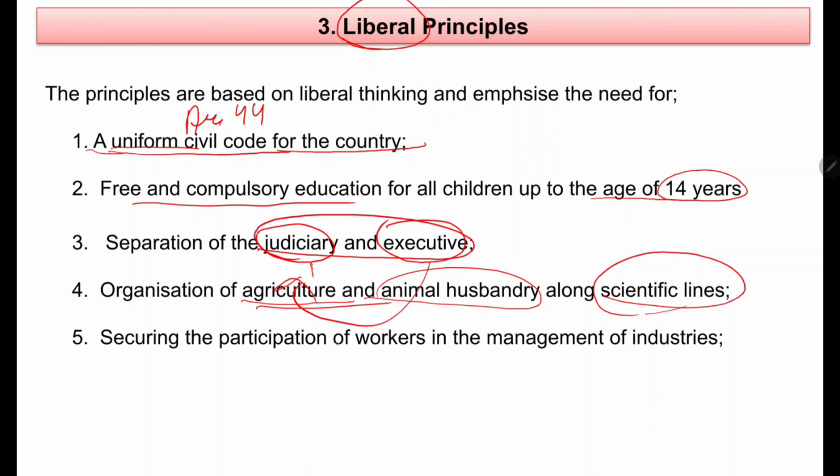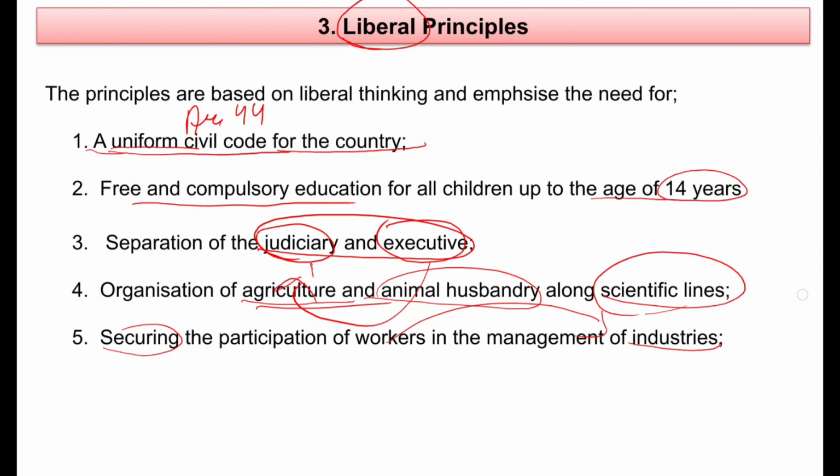Fifth, we have securing the participation of workers in the management of industries. So security should be provided for those workers who are working in an industry. Security should be provided so that they also feel a sense of security within themselves.